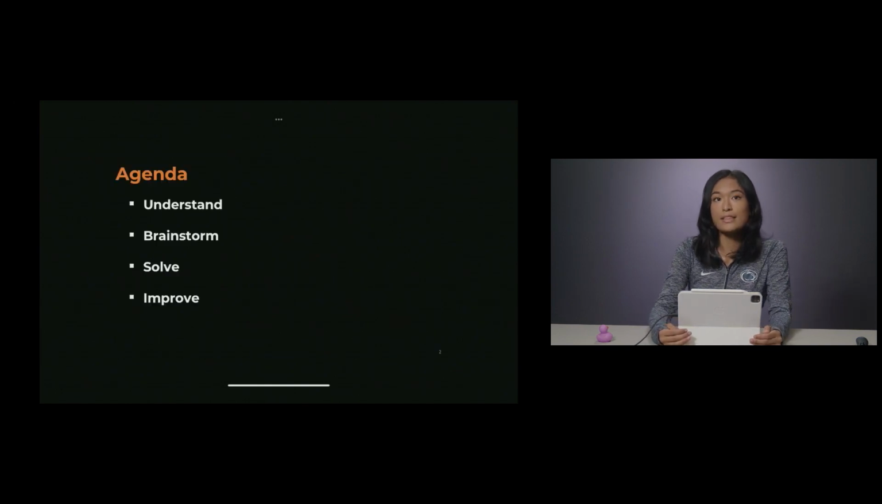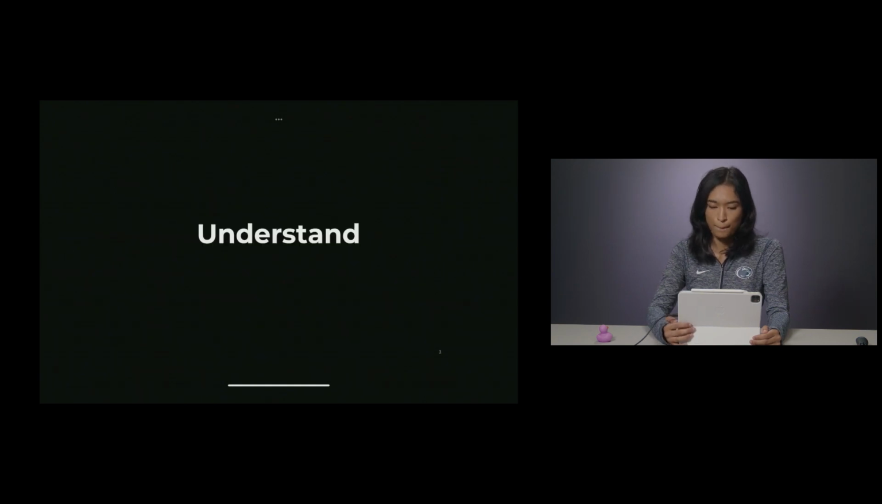So the agenda for today's video is to go over 4 key goals. The first one being to understand the problem statement that we're given. The second is to brainstorm some solutions and look at some pseudocode for our problem statement. The third one is to apply what we brainstormed and try to solve the problem. And the fourth one is, if we can, to improve upon our solution and see if we can make it more efficient. So let's get to understanding the problem statement.